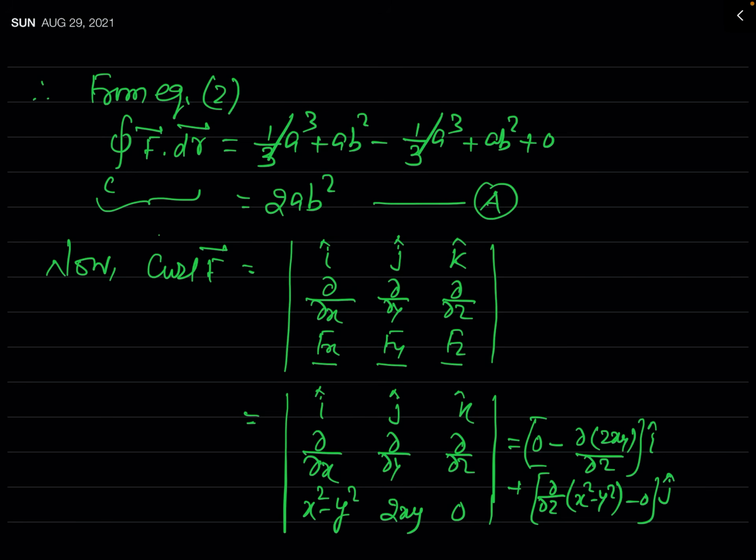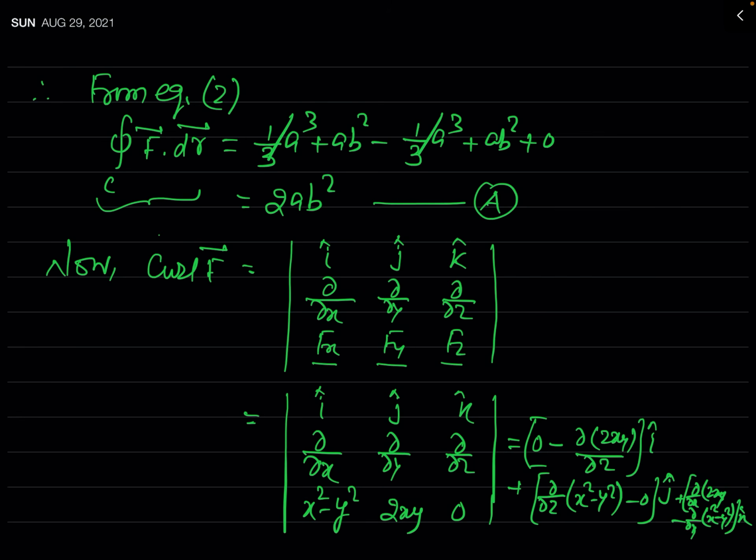This is j, and plus, now the third term, this will be del x of 2xy, del x of 2xy, and minus del y of x square minus y square, del y of x square minus y square, k.